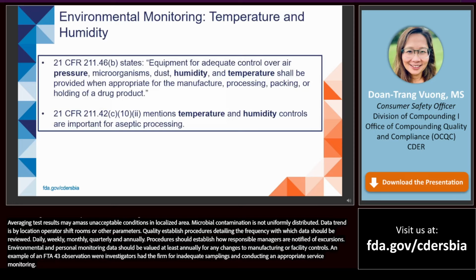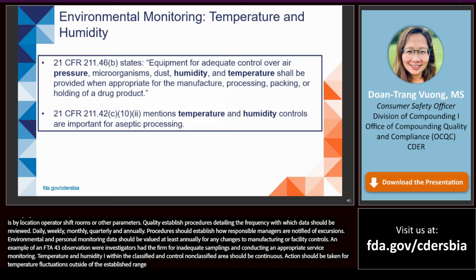Temperature and humidity monitoring within the classified and controlled non-classified areas should be continuous. Prompt action should be taken to correct any humidity and/or temperature fluctuations outside of the established normal range within your facility, as this may indicate a potential contamination risk to your clean room environment.